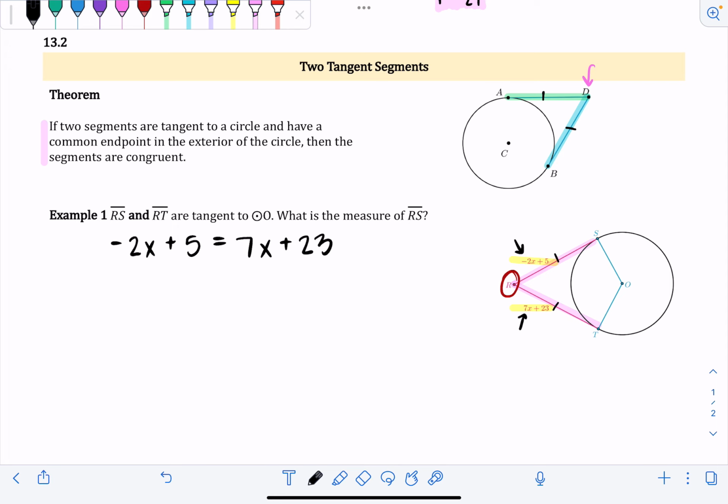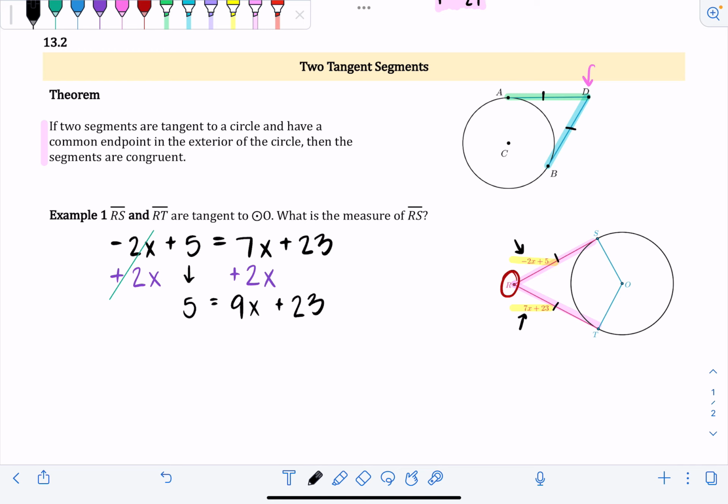So to avoid dealing with negatives, I'm going to go ahead and try to cancel out this negative 2x first. In order to do that, the opposite of negative 2x would be a positive 2x. I'm going to add 2x to both sides. On the right side of the equal sign, I'm going to line it up under the 7x, since those are the like terms. So negative 2x plus 2x cancels out. I'm going to bring down the 5, and then 7x plus 2x is 9x plus 23.